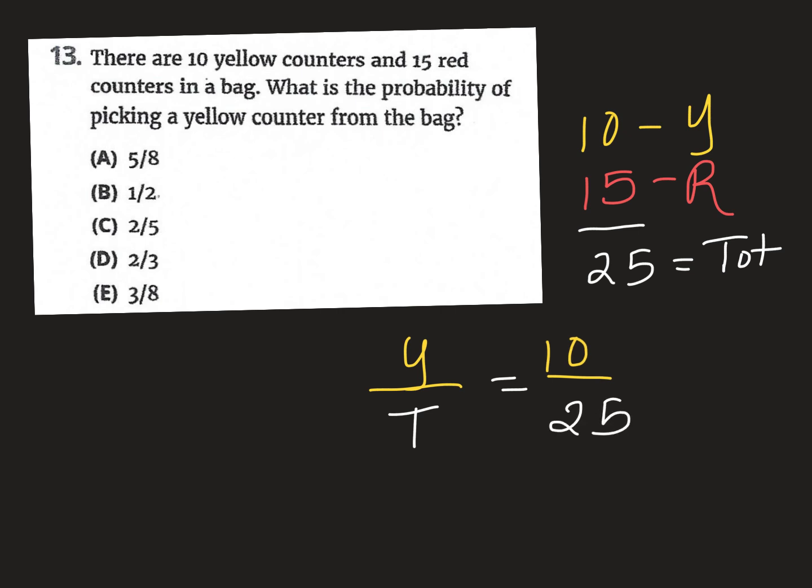So we have to reduce it. If we want to reduce it, we know both are divisible by 5. So the answer is 2 over 5. So the answer is 2/5. I should have put that in yellow, but that's okay. So we know the answer is 2/5.